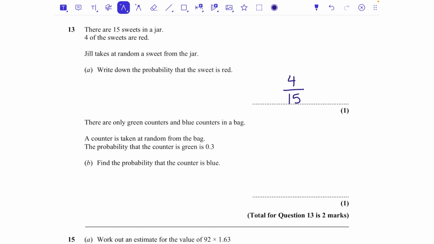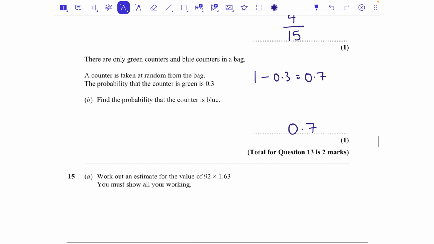Well, we know if there are only green and blue counters in the bag, the probability of taking green or blue must add up to 1. It's certain that if you put your hand in that bag, you will take one of those 2 colours. So the probability that the counter is green is 0.3, which means blue is the rest. So I'm going to do 1, take away 0.3, and that is 0.7. So the probability of taking blue would be 0.7.